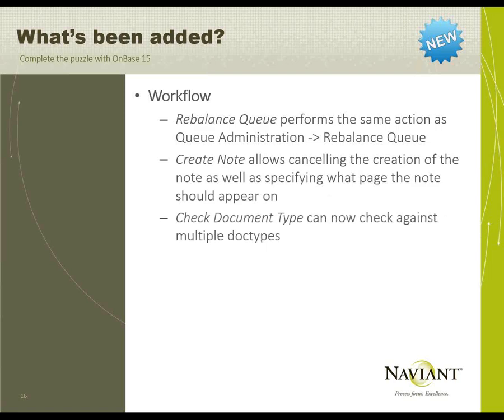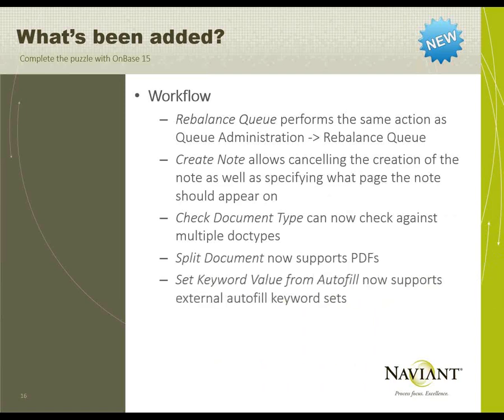Little things that are very helpful. Check document type can check against multiple document types. So again, you don't have to have 8 different check document types rules and a giant true-false nest. You can just check multiple document types in one rule. The split document action supports PDFs now, which is cool. Set keyword value from autofill now supports external autofill keyword sets, which is good.